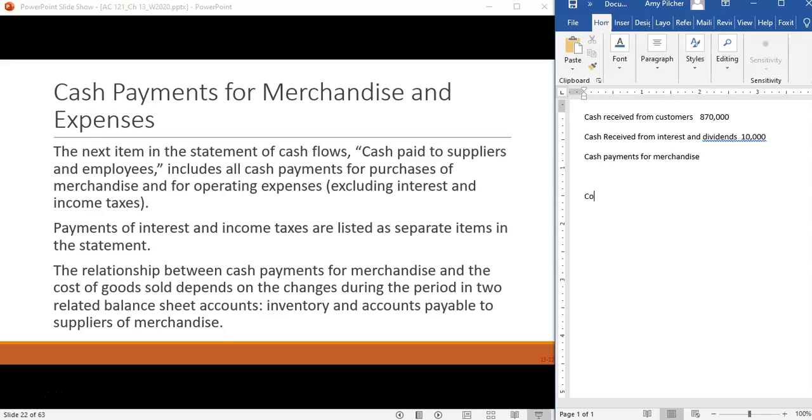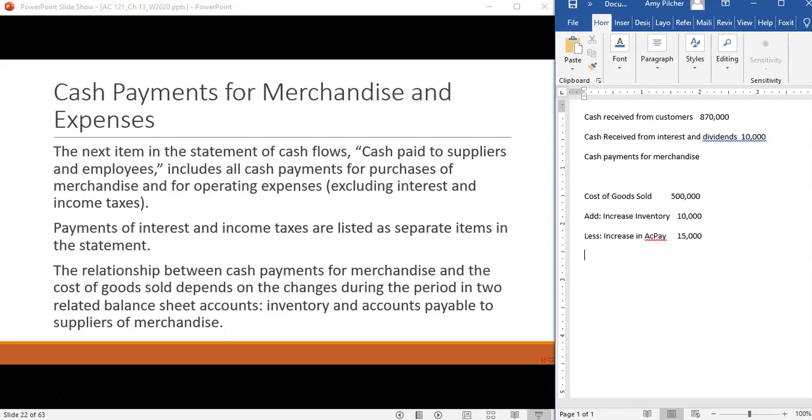we're going to calculate our cash payments for merchandise. So what we do is we start with our cost of goods sold. And we take that amount of $500,000 off of the income statement. Then we're going to add an increase in our inventory account. So we had that inventory increase of $10,000. Then we're going to subtract an increase in accounts payable. And that increase is $15,000.